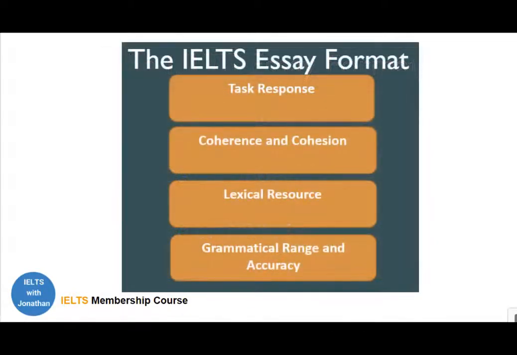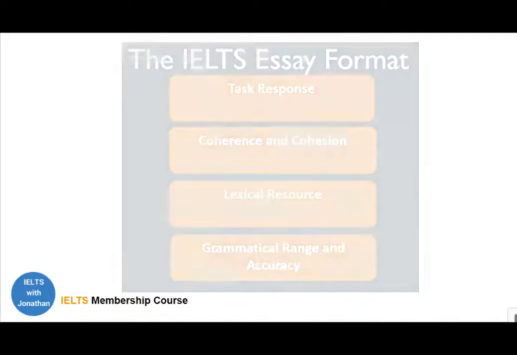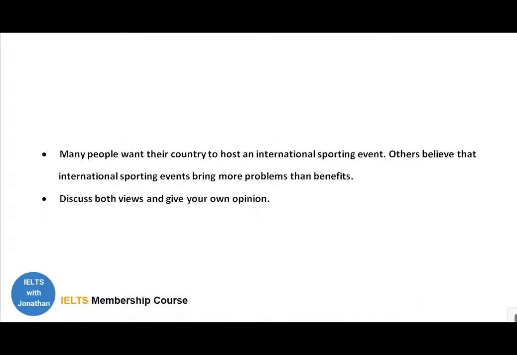We could talk about this criteria in more detail, but it's probably a good idea to look at some examples together and see how the criteria is directly applied. Let's look at a quick example question together. Many people want their country to host an international sporting event. Others believe that international sporting events bring more problems than benefits. Discuss both views and give your opinion.